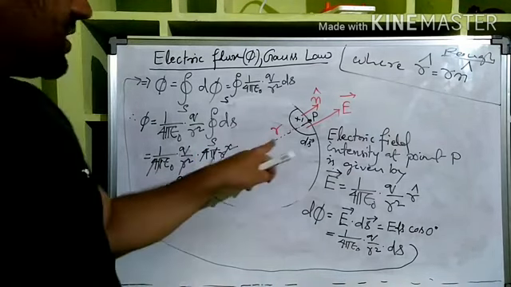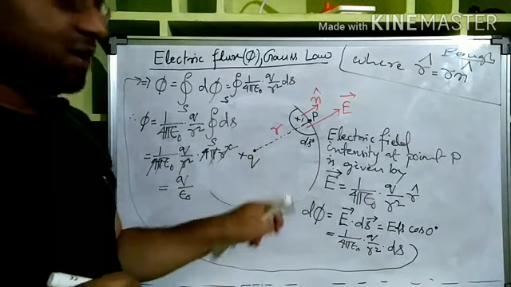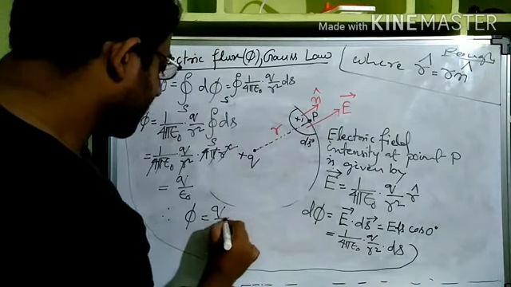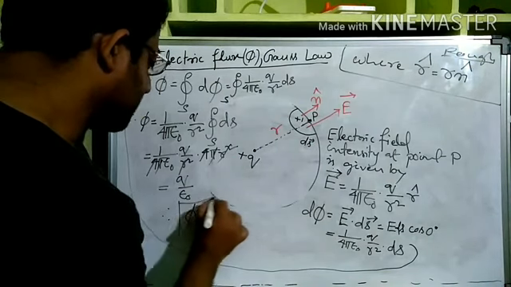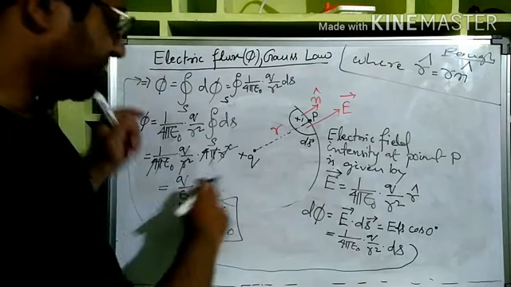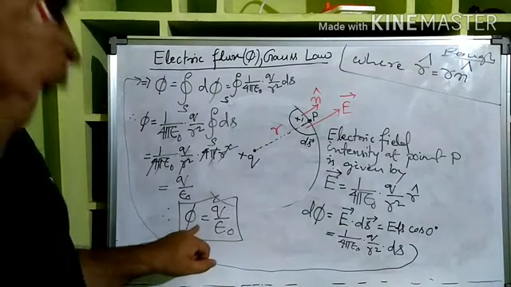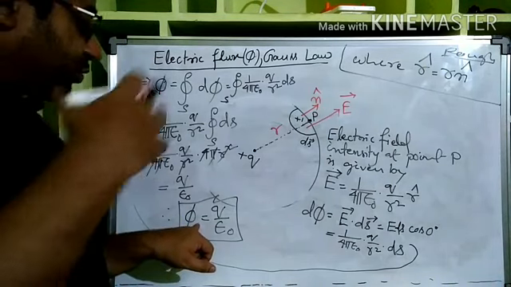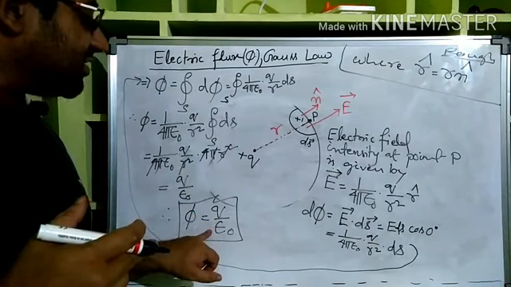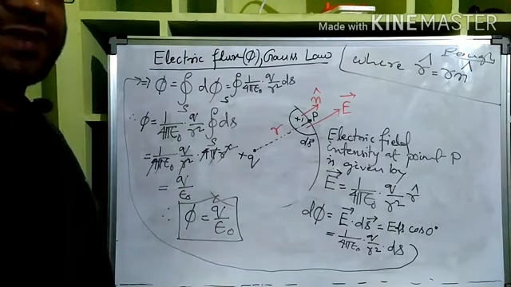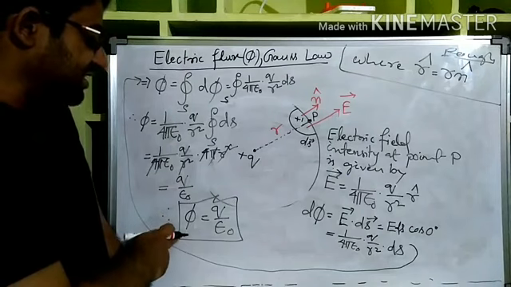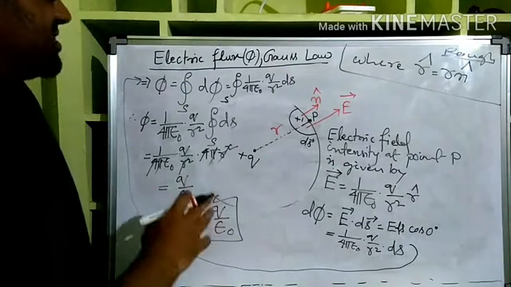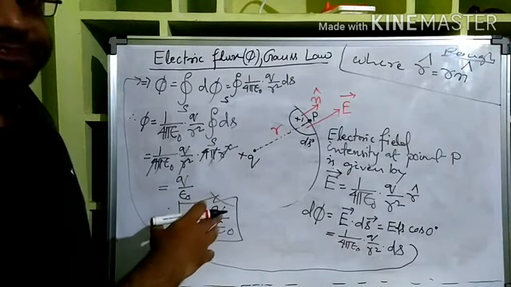And what is q? It is the charge enclosed in the surface. So we came to the conclusion, therefore phi is equal to q by epsilon naught. So here we have proved the Gauss law. This one is the Gauss law, right? Gauss law says that the total electric flux over a closed surface is equal to 1 by epsilon naught times the charge enclosed in the surface. So this is what the Gauss law says, right? That we have proved mathematically. This is the proof of Gauss law.